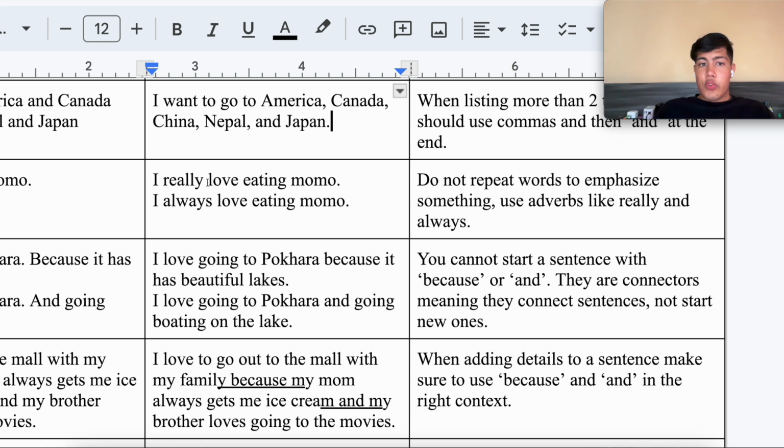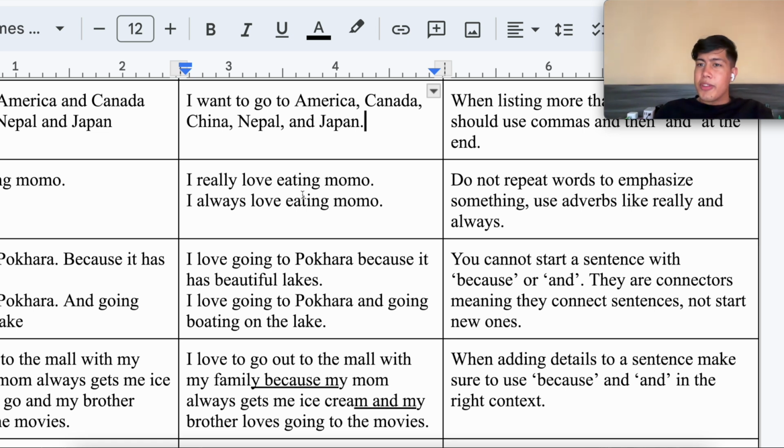For example, I really love eating momo. If you just say I love eating momo, yeah, you love eating momo. Love is a very descriptive word. Love means that you enjoy something a lot. But you can also love something a little bit. You can also just love something. There's more than two ways, but these are two examples I wrote. I really love eating momo. I always love eating momo. That's two ways to emphasize that you love to eat momo a lot.